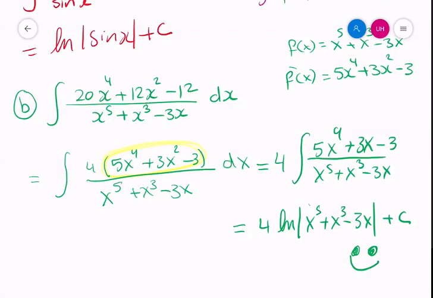Any question about it? Everyone happy? I hope so. Okay, let's see the next question here, which is question 7c.